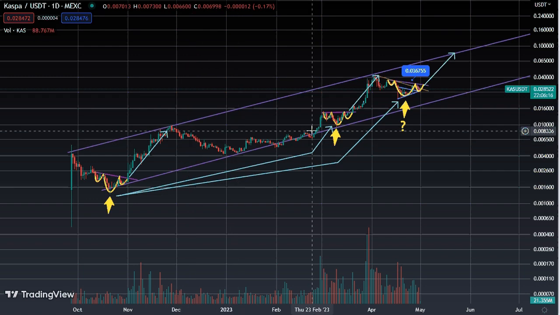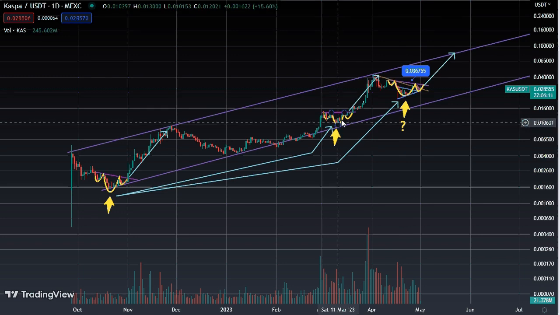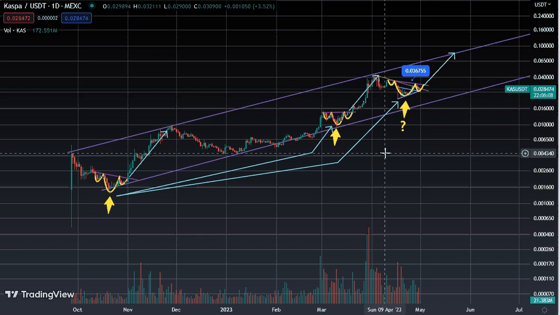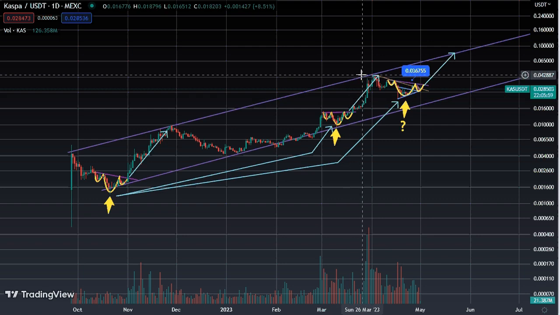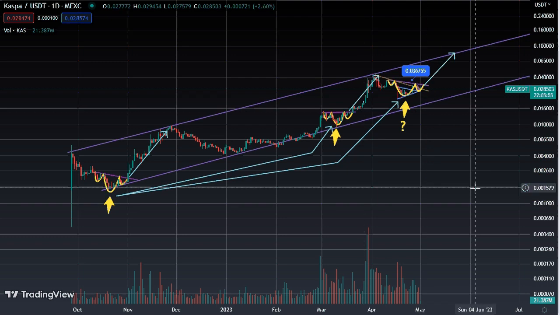Then we consolidated for about 3.5 months. Guess what? We made another inverted head and shoulders pattern that had a target up around 0.02, about 2 cents. It exceeded that. We end up at over 4 cents. Then we start this pullback.